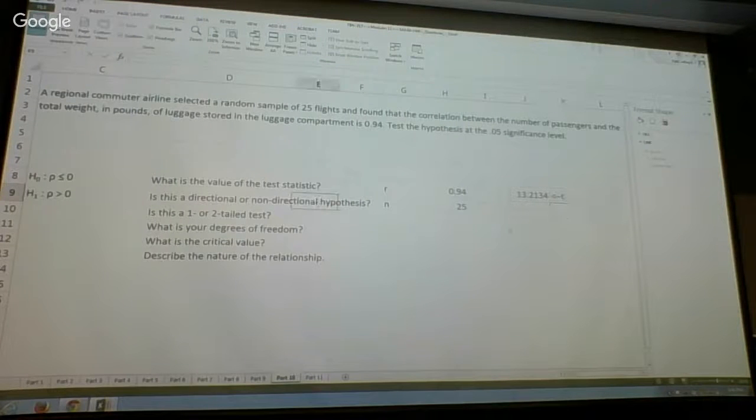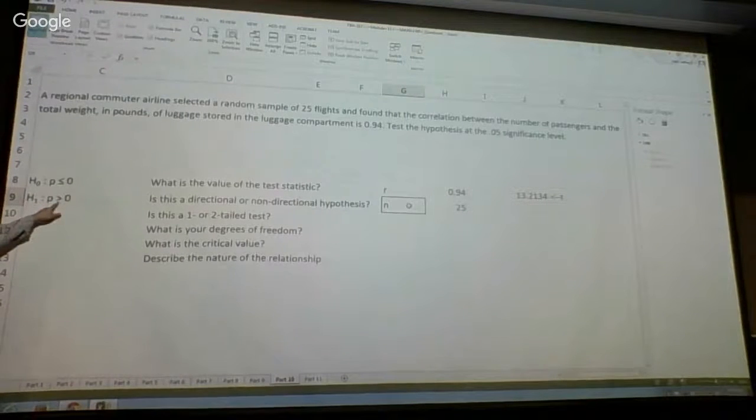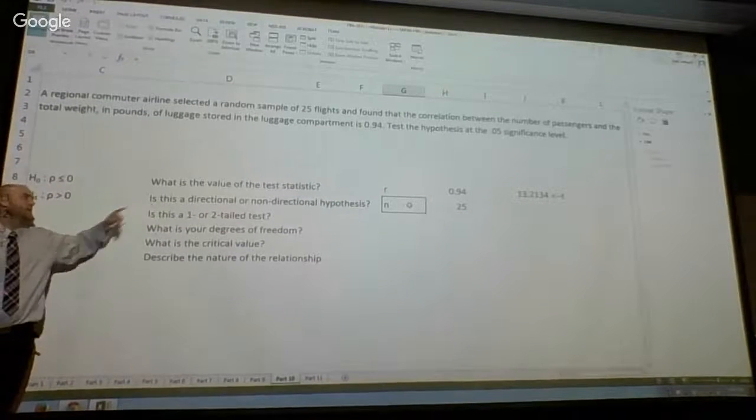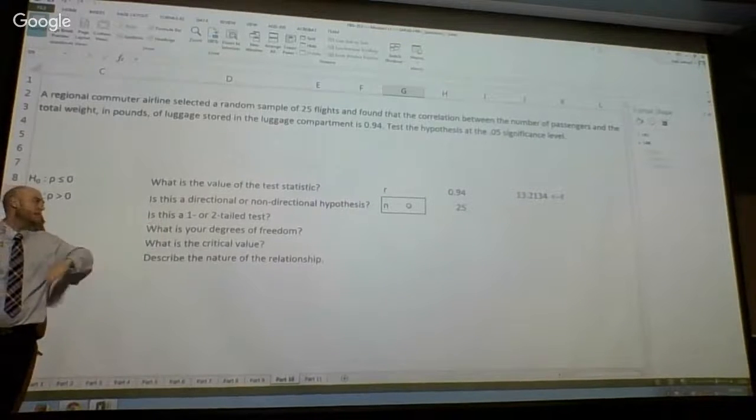Is this a directional or non-directional hypothesis? And how do you know? Yeah, it's got a greater than symbol. So it's a directional hypothesis. How many tails are in a directional hypothesis? One tail is in a directional hypothesis.